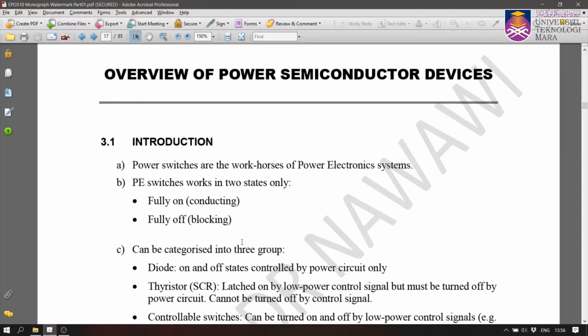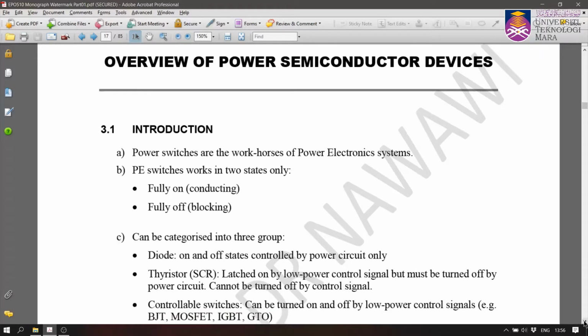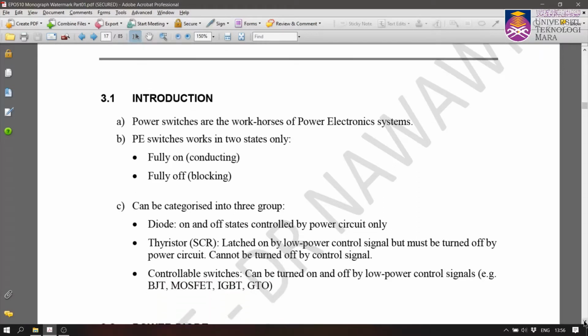Right, so we know that the power switches are the workhorses or the backbone of power electronic systems. All the power electronic circuits must have these power switches, and they work in two states only: fully on or fully off. Fully on when the device conducts the current, and fully off when the device blocks the current from flowing. So that is ideally the two states of the power electronic switches.